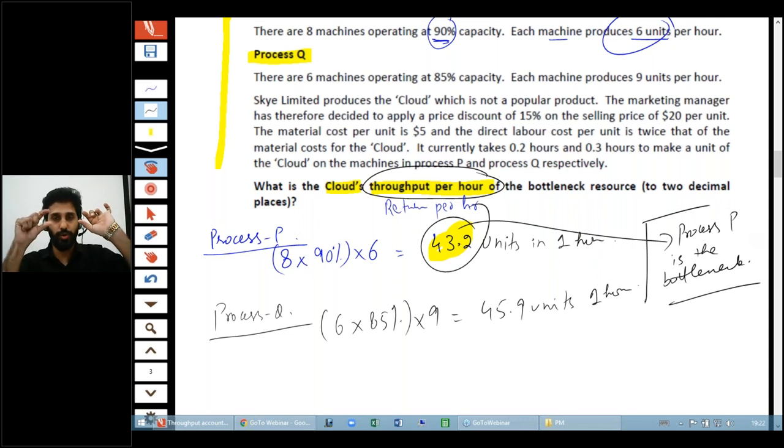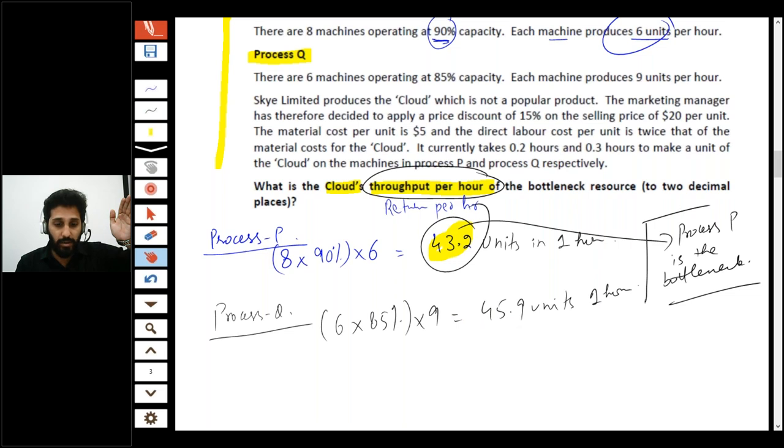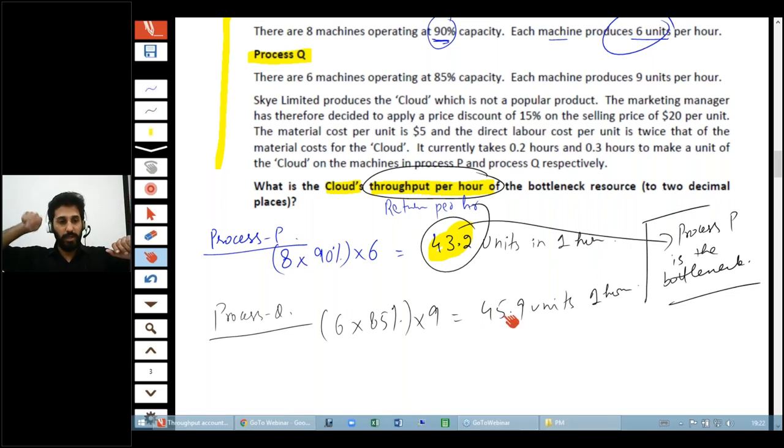Now see that 43.2 units are produced in process P. They are being transferred to process Q, and process Q has the ability for 45.9 units. So if process Q has 45.9 units of capacity, the ultimate output will be 43.2, because the supply is coming from process P. That is restricted, and the output will be 43.2 units despite the fact that 45.9 is the maximum capacity in the entire factory. So process P is the bottleneck, right? Do you understand this now?